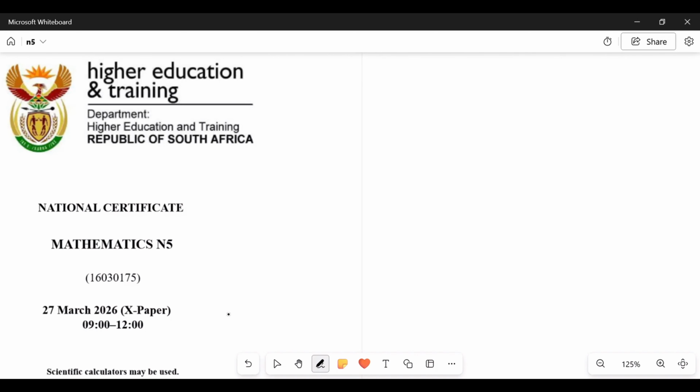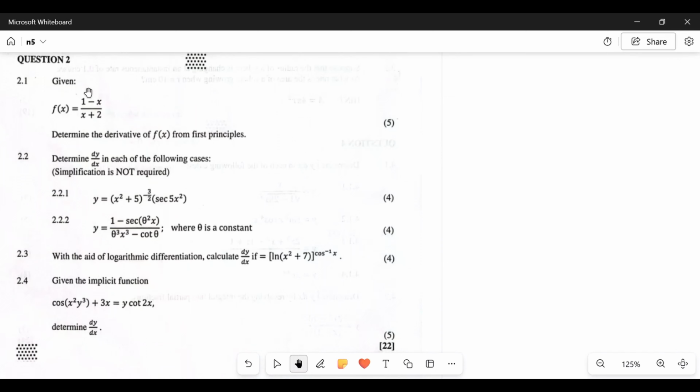Let's look at question 2. All right guys, here is our question 2. As you can see, question 2 has questions 2.1, 2.2, 2.3, and 2.4, with 2.2 having two sub-questions. So we'll start with question 2.1, and then we're going to do the other questions later on. So let's create space so that we can do question 2.1.